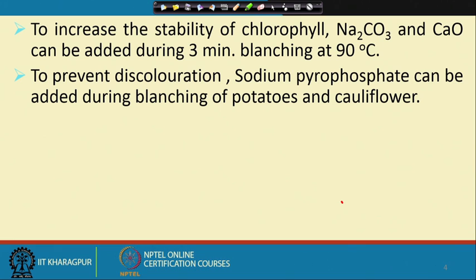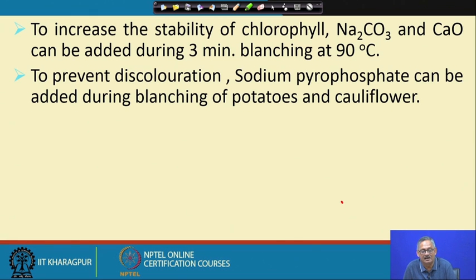So, by blanching we are protecting flavor, color, odor and nutritive value, and also we are removing some dissolved gases, some toxic materials, and also maybe some pesticides. So, all these will be associated with the term blanching, right. So, why then do we use it? We use it to increase the stability of chlorophyll.